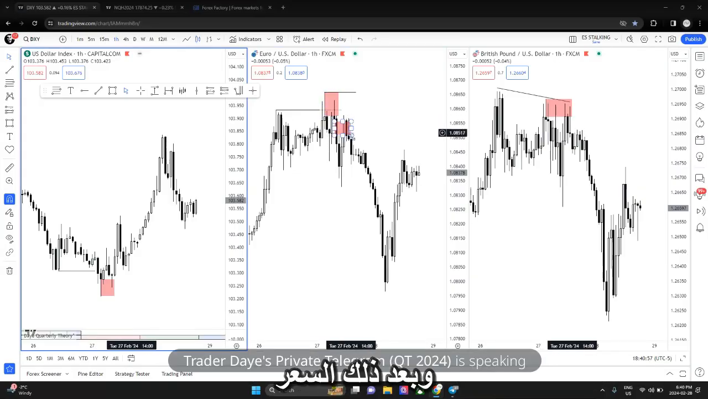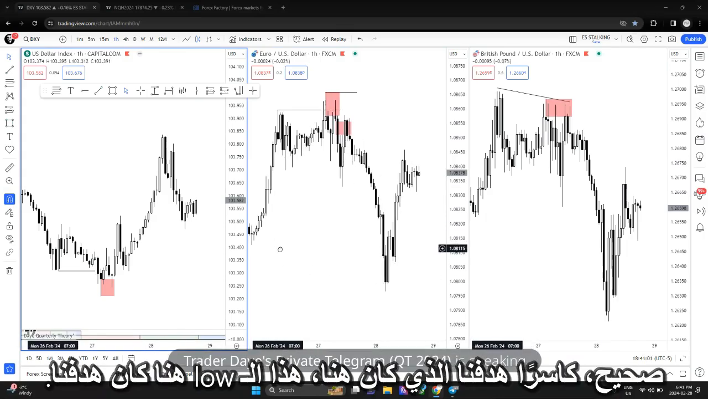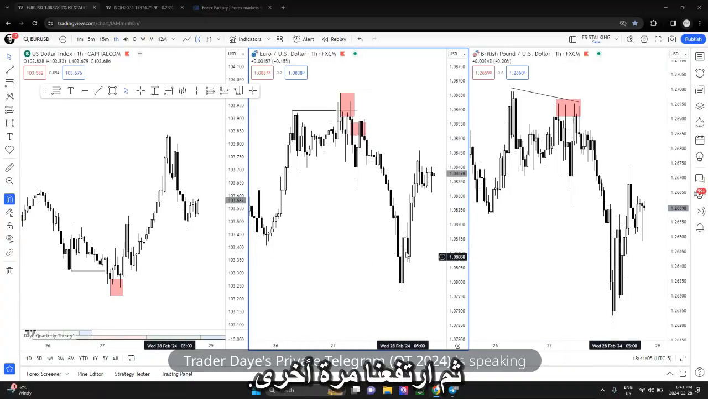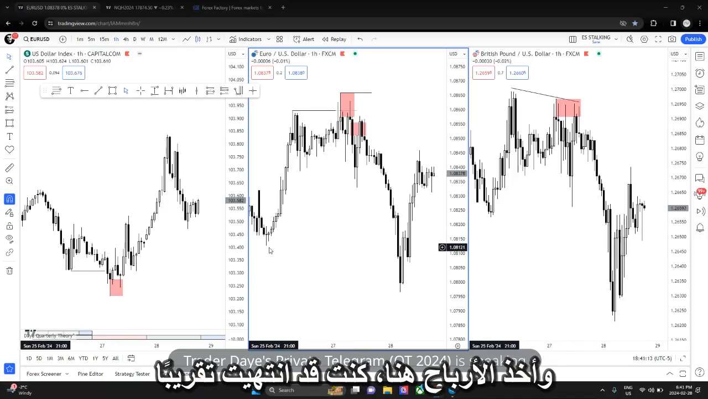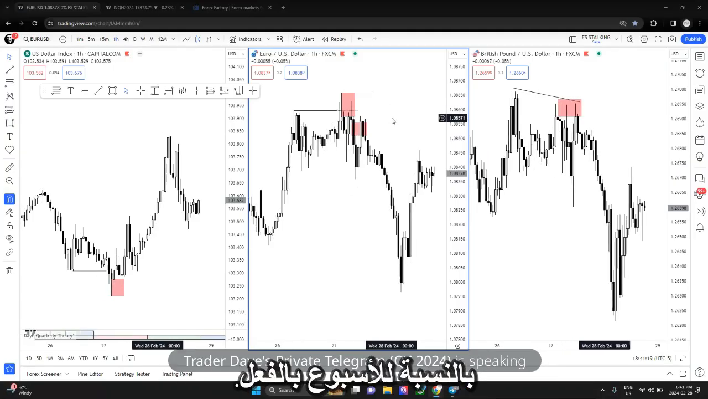And afterwards, price fell, right? Taking out our target that was here. This low right here was our target. Then we rallied back up, right? Personally, after this week, after taking this and taking profits around here, I was pretty much done for the week already.